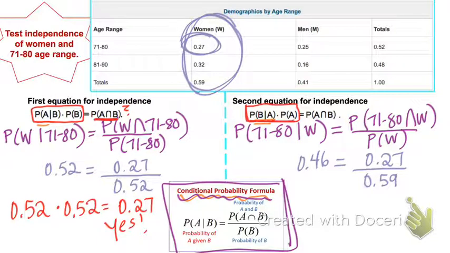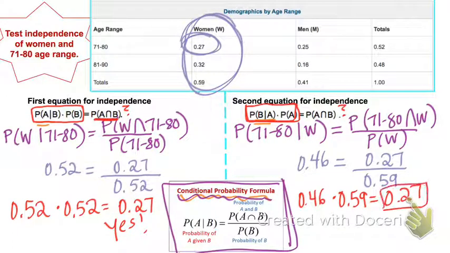Now we have the probability of B given A, and we can substitute it into this equation to test for independence, multiply this to see if it's equal to that. So the probability of 71 to 80 given being a woman we found was 0.46. The probability of being a woman is 0.59. And if we multiply it, it's 0.27, which is the probability of being a woman and 71 to 80. So yes, they appear to be independent using the second equation for independence as well.